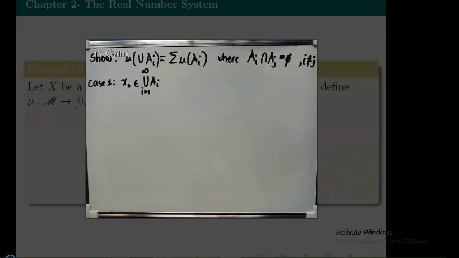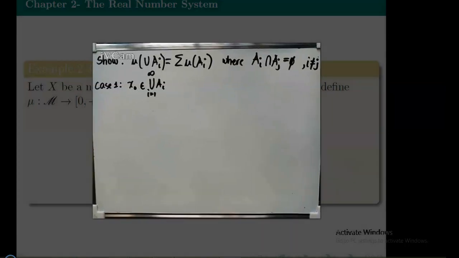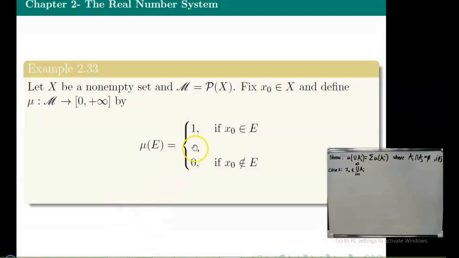So we will show two cases here. First case is when x sub 0 is in the countable union of A sub i. And then the second case is when x sub 0 is not in the countable union of A sub i. Why do we need to use two cases? Because we have here in our definition of the function, when x sub 0 is in the set, it is 1.